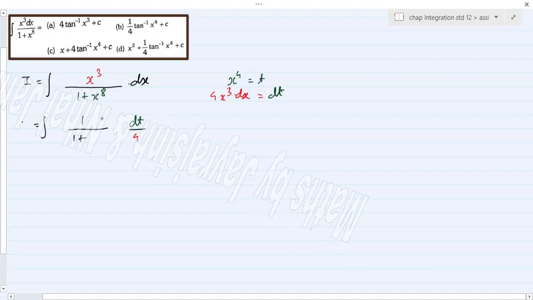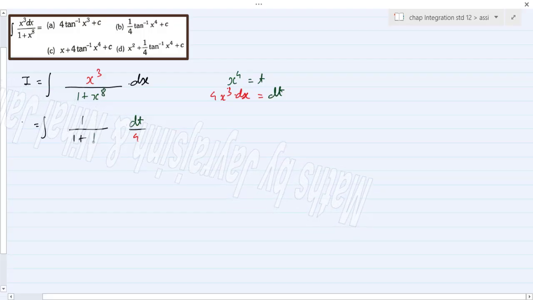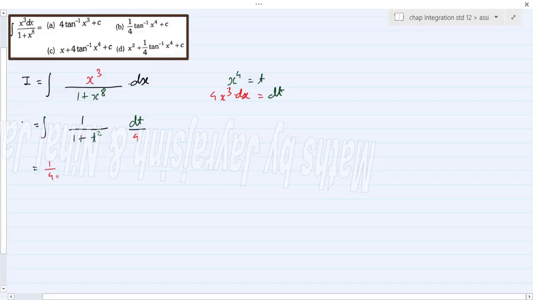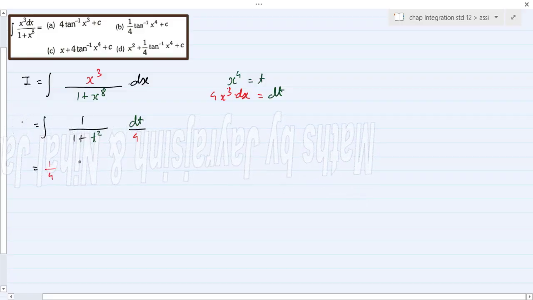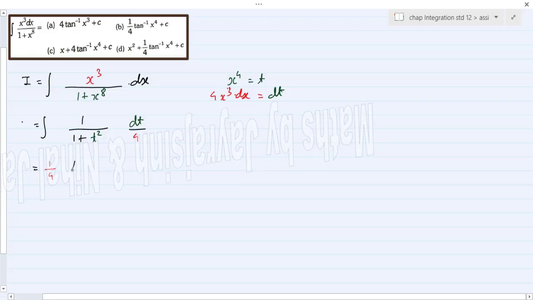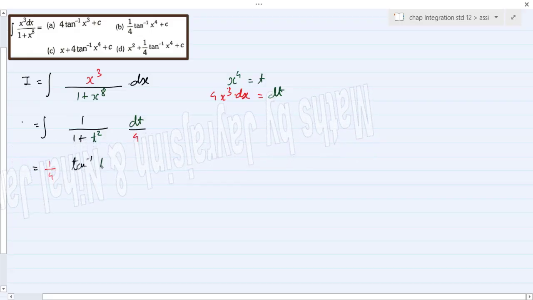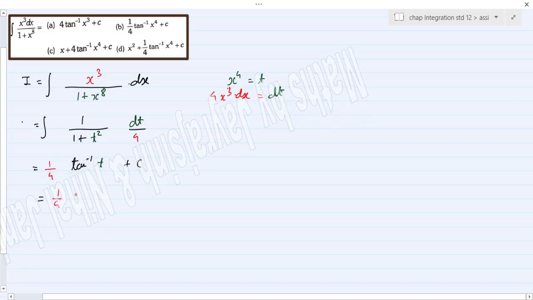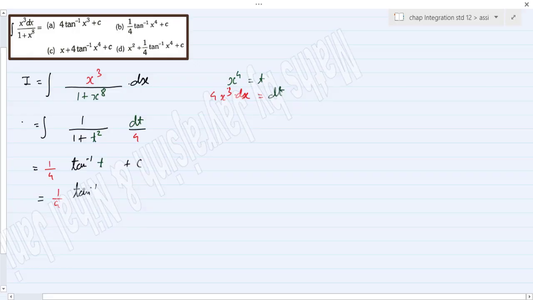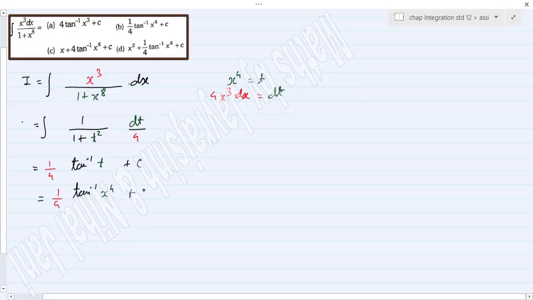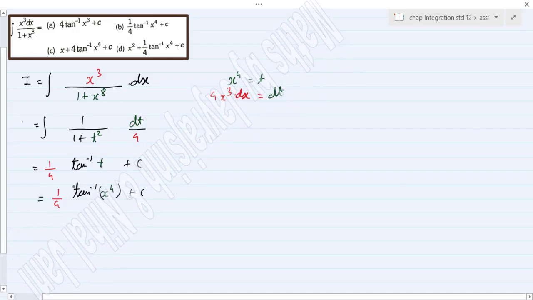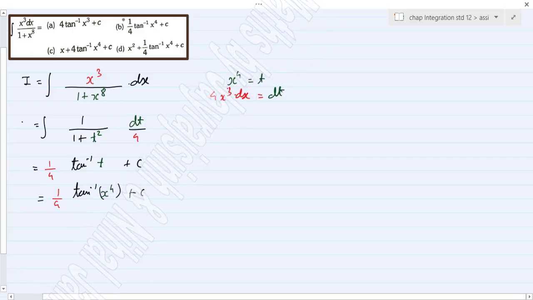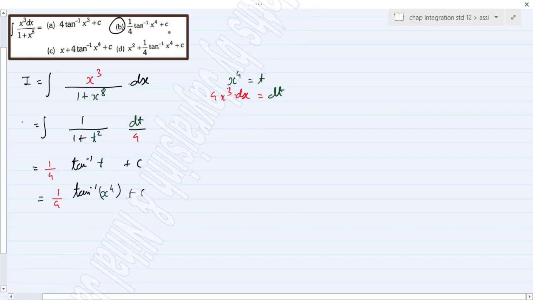So if we modify our integration, instead of x cube dot dx, we have to write down dt by 4. 1 upon 1 plus x raised to 8 will become 1 plus t square. So we don't have to worry about this 1 by 4. Integration of 1 upon 1 plus t square is simply tan inverse of t plus c. And to get the final answer, just substitute the value of t, which is x raised to 4. So 1 by 4 tan inverse x raised to 4 plus c is your final answer, which is given in option B. Ta-da!